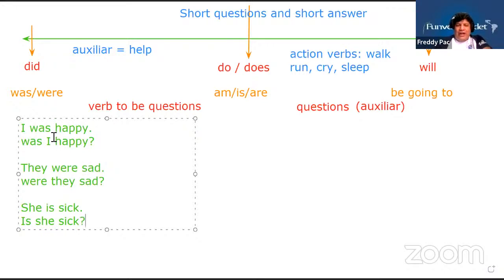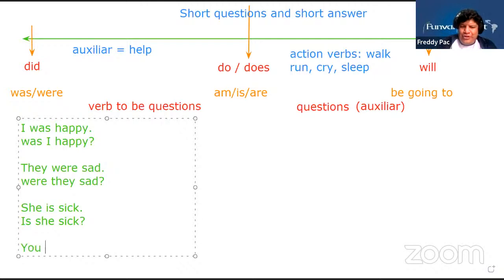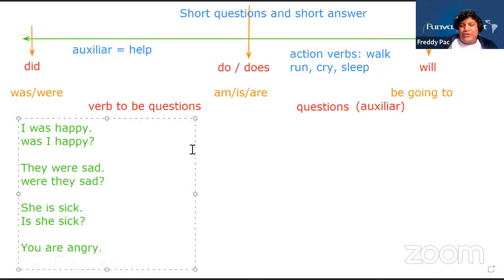I already did one in past, another in past. Now I am doing one in present. Yeah. Now I am going to use the verb are. You are angry. So what is the question for you are angry? Are you angry? Very good. Are you angry? And what is the second rule?